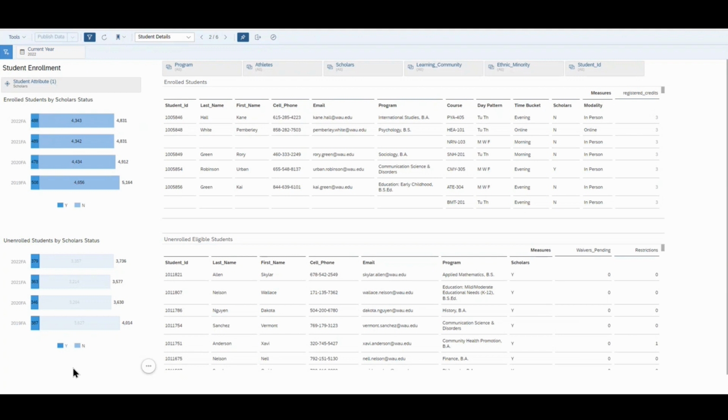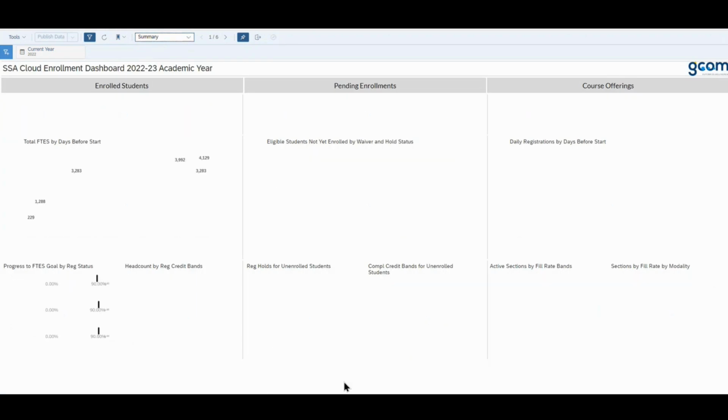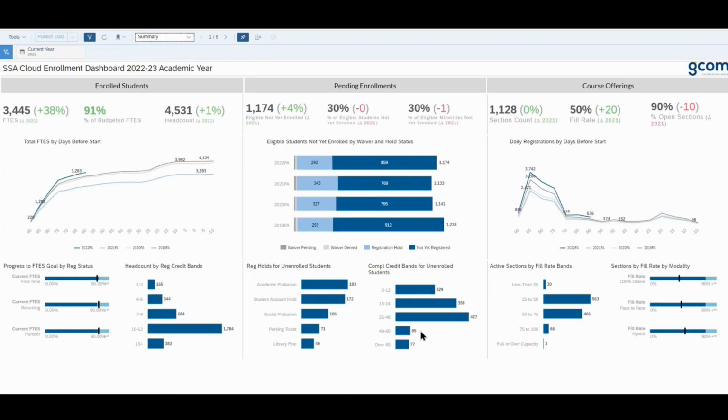We can also drill to this page from the summary page to identify groups of students, such as those unenrolled students who may only need a few more credits to complete a program.